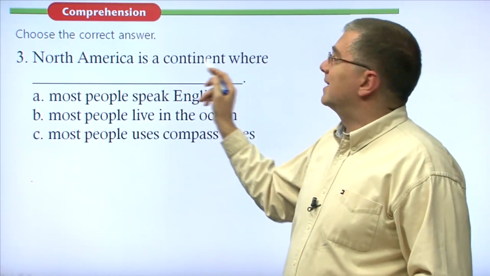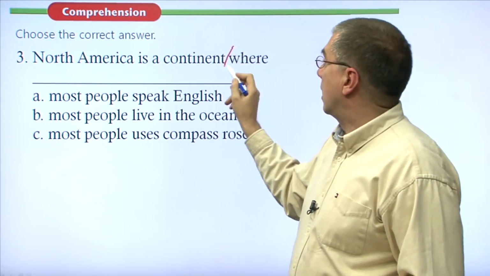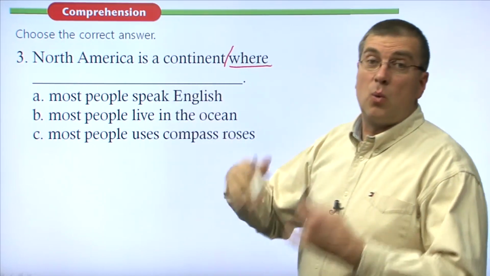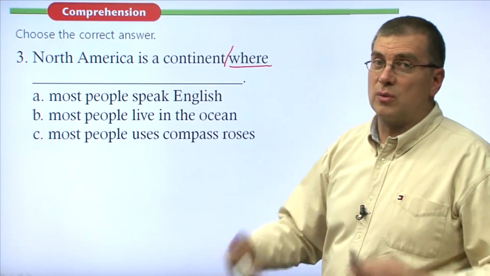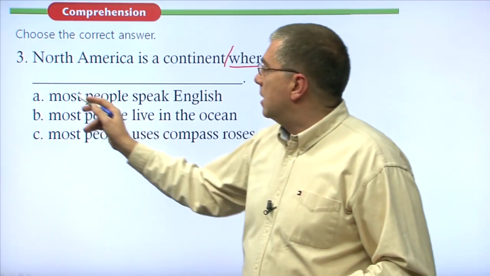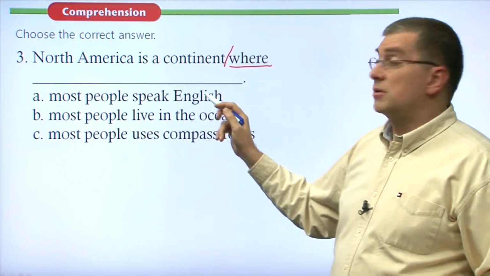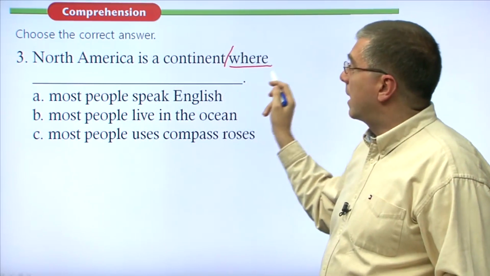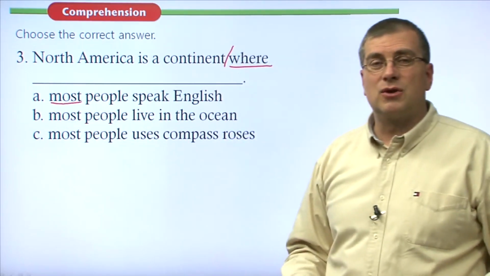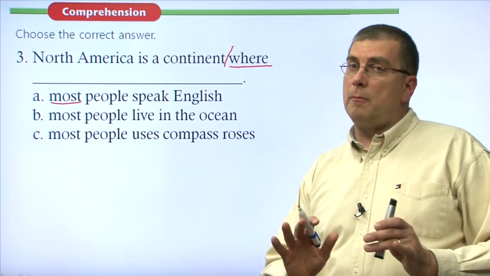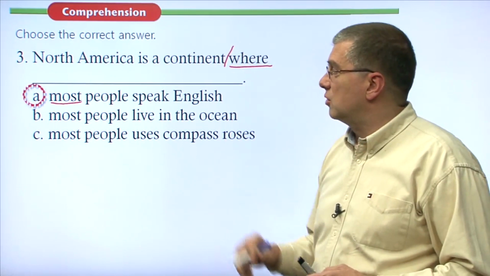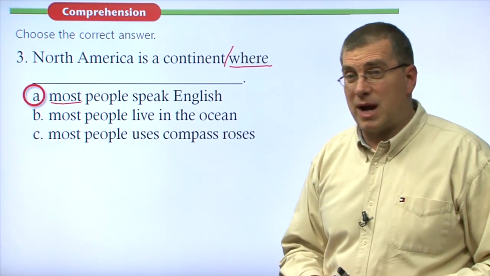North America is a continent where? What is special about North America? It's a continent where something is true. Something is unique, maybe, about that continent. A, most people speak English. North America is a continent where most people speak English. Is that true? Yeah, that's true. I remember I talked about most people. Not all people, but most people in North America speak English. That's true. Let's look at B and C for practice.